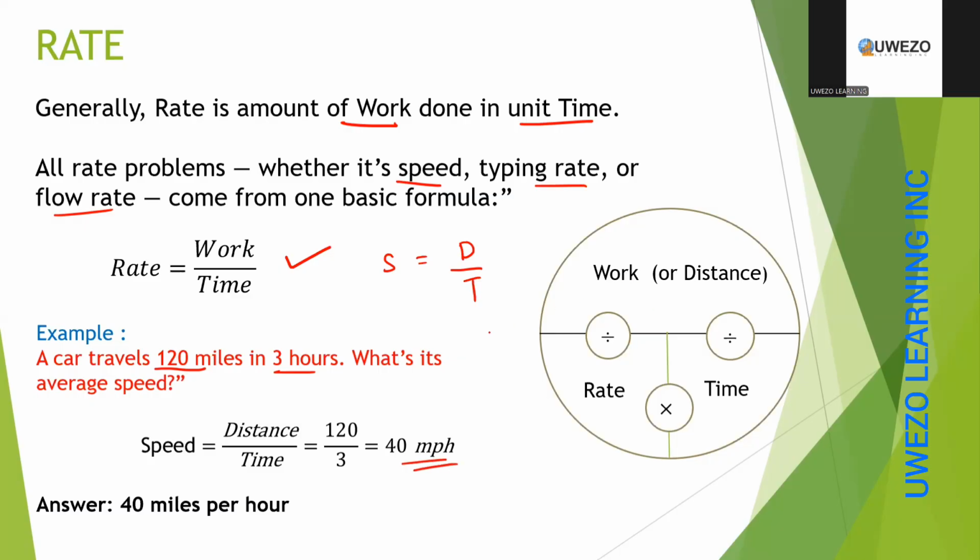Now, it's one formula but it has three applications. To find the distance, it is speed times time, and for time, it is distance over speed. So you can use this diagram to find the work or the distance, or the rate or time.